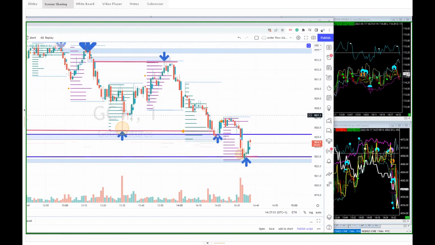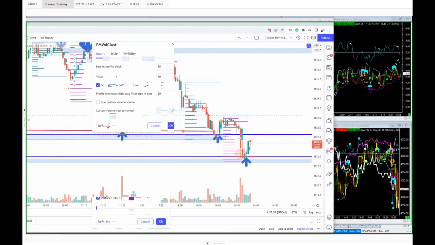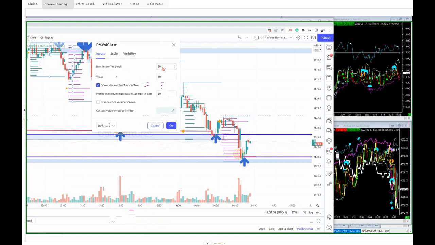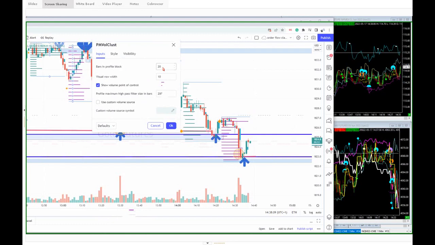User-defined settings, so you can use it for whatever settings you want. You can obviously use it for bars in the profile block, so you can do 20s or 10s depending upon your market narrative. So you could do 20s or 10s or 5s or 50s or 100s or whatever, and obviously it changes and adjusts with the timetable of the time frame of your charts.